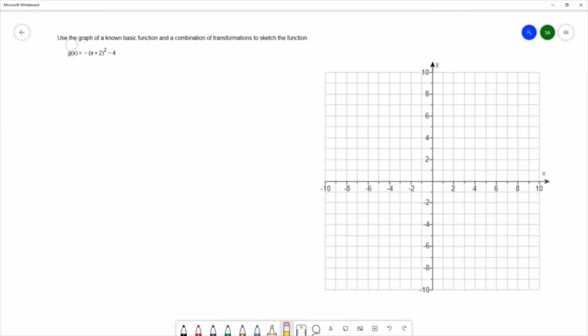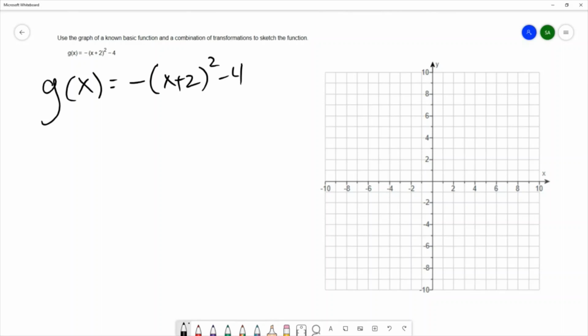For this question, we have the graph. We want to use the graph of a basic function and a combination of transformations to sketch the function. So our function is g of x equals negative (x plus 2) squared minus 4.